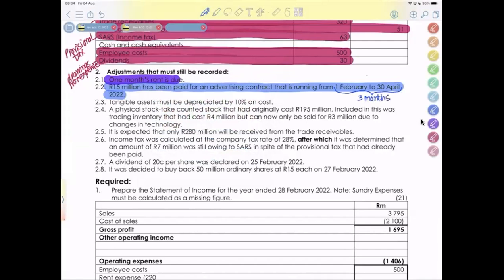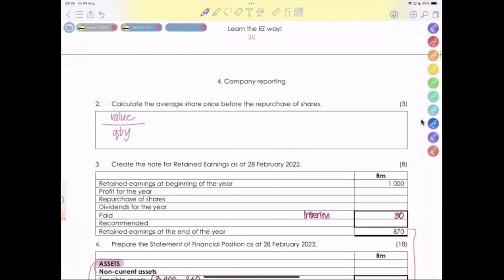However, your year end is the 28th of February. So that means 1 month is relevant to the current financial year, but 2 months have been prepaid. So what we need to do is take the 15 million and say 15 million times 2/3 to get 10 million that has been prepaid. We will then take that out of advertising in the statement of income.